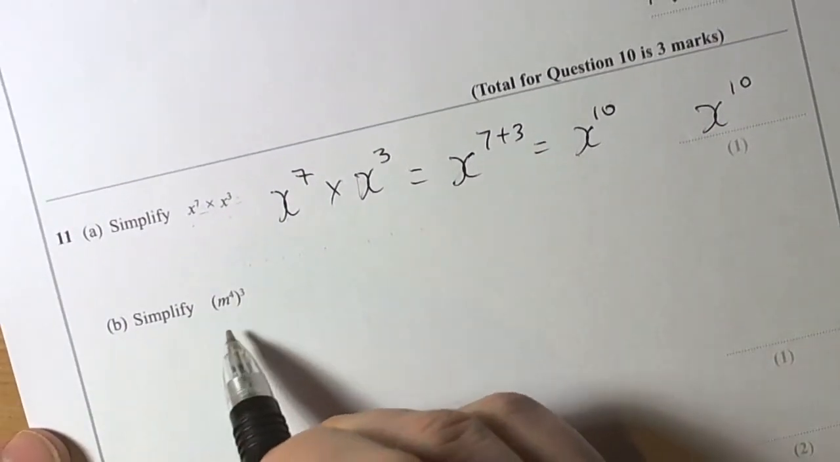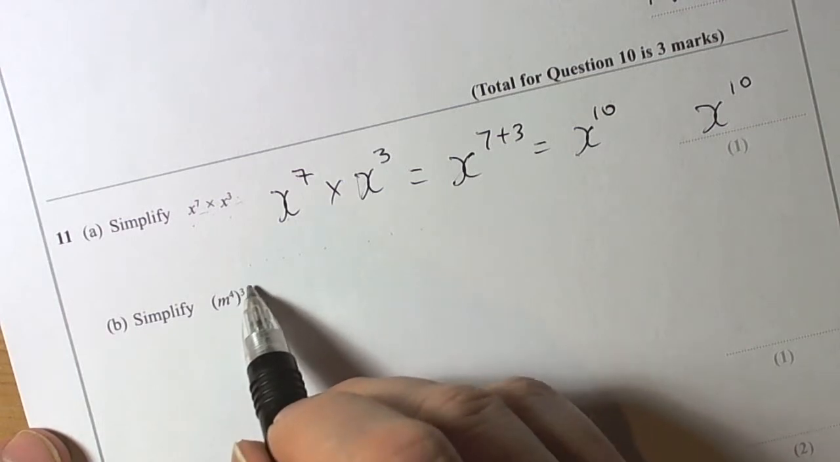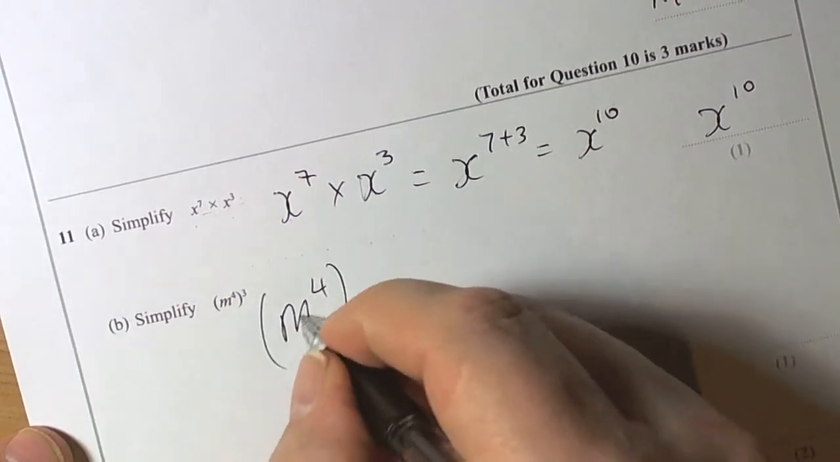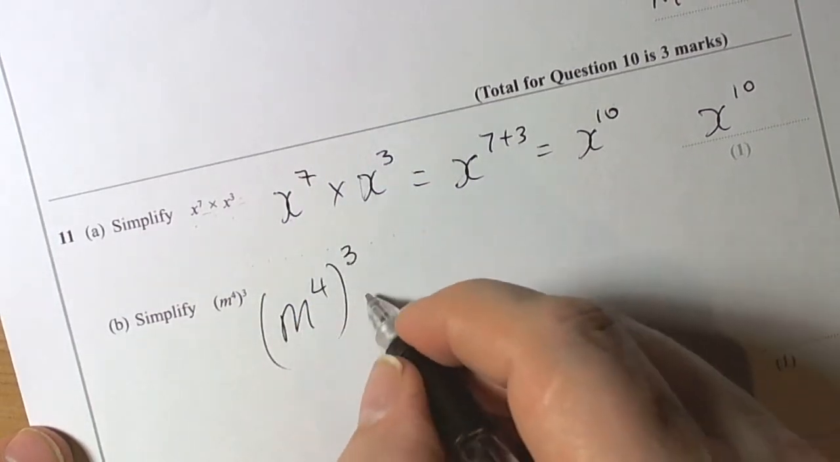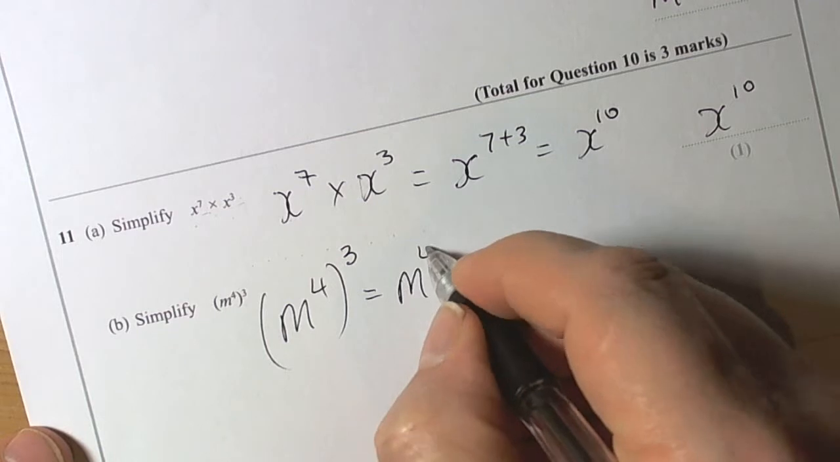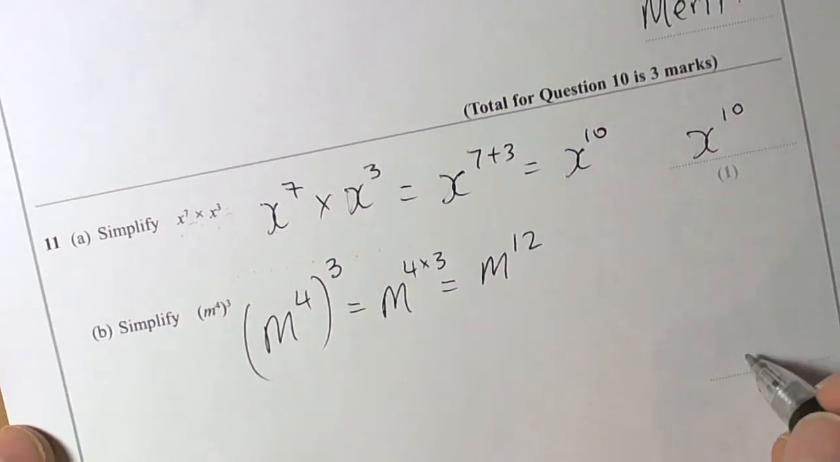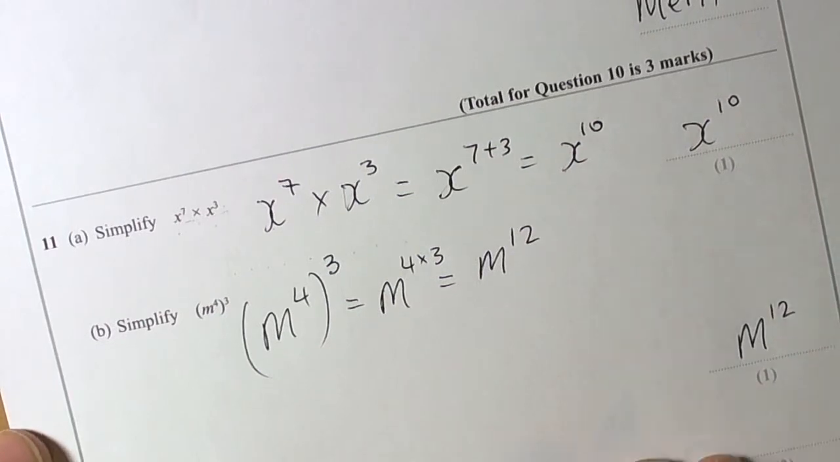The next question says we're going to simplify m to the power of 4 raised to another power. So we need to remember that if we've got something to the power of raised to another power, then the rule says we multiply the two powers. So this will be m to the power of 12. So the answer here, m to the power of 12.